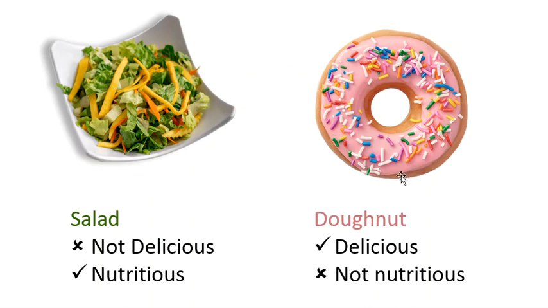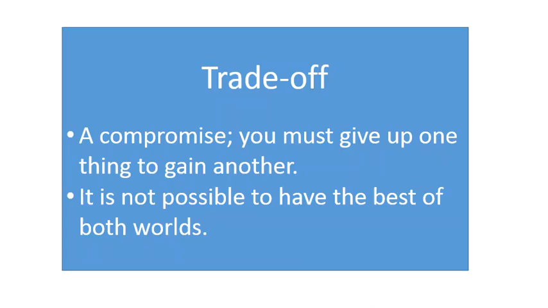So we have to balance those trade-offs. There are times when donuts are okay and times when salads are okay. We have to balance that. And that's called a trade-off. It's a compromise. You have to give one thing up to gain another. So to gain nutritious, I might have to give up delicious. And it's not possible to have the best of both worlds in a trade-off.